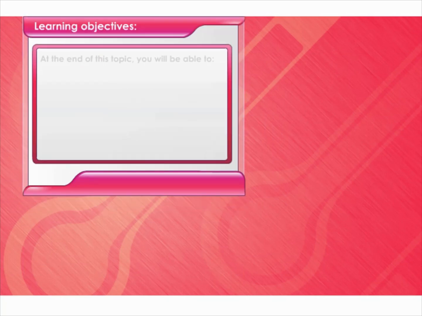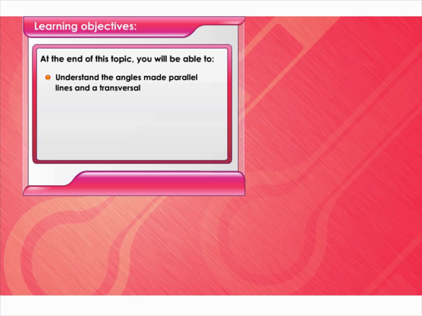Learning objectives. At the end of this topic, you will be able to understand the angles made by parallel lines and a transversal, illustrate lines parallel to the same line, and illustrate the angle sum property of a triangle.